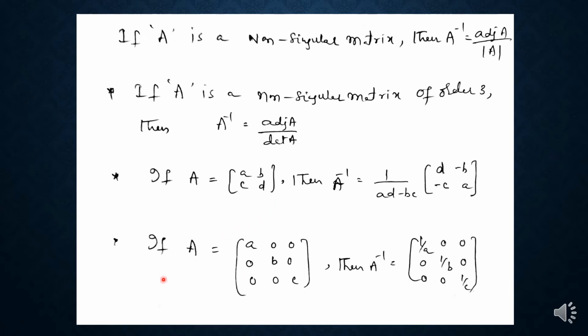Now the next point is, if A is the diagonal matrix with entries a, b, c, that is [a 0 0; 0 b 0; 0 0 c], then A inverse is equal to [1/a 0 0; 0 1/b 0; 0 0 1/c], that is A inverse.